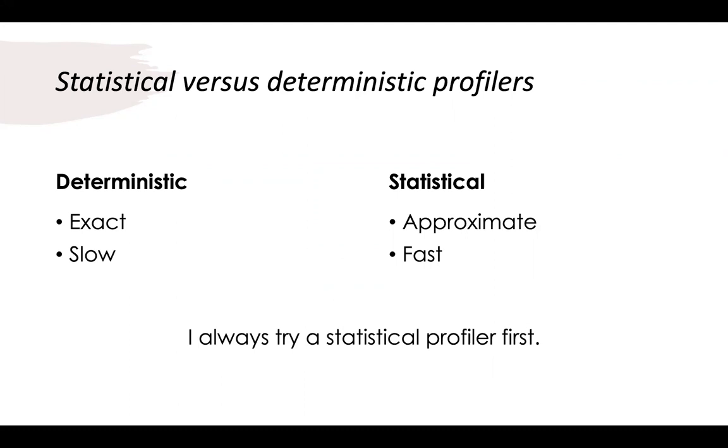Then there is another set of profilers called statistical profilers. These are approximate and they are very fast. The way a statistical profiler works is basically, let's take a sample and see where we are in the stack. All right, let's do it again. And let's do it again. And then you start to build up a sampling profile of where your program is at any point in time.